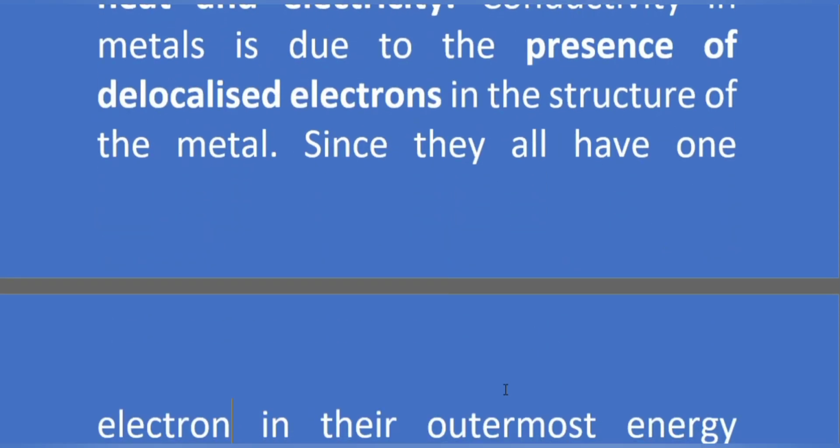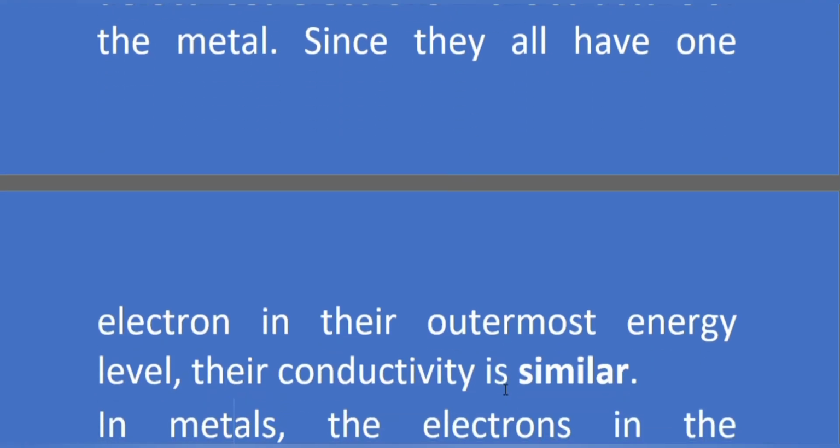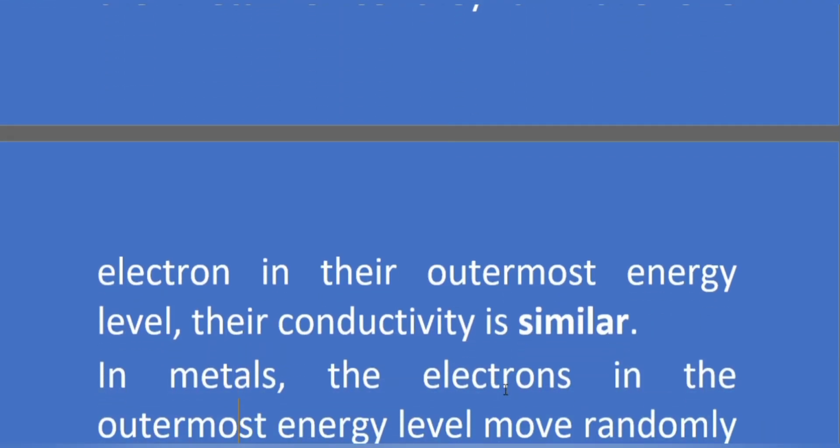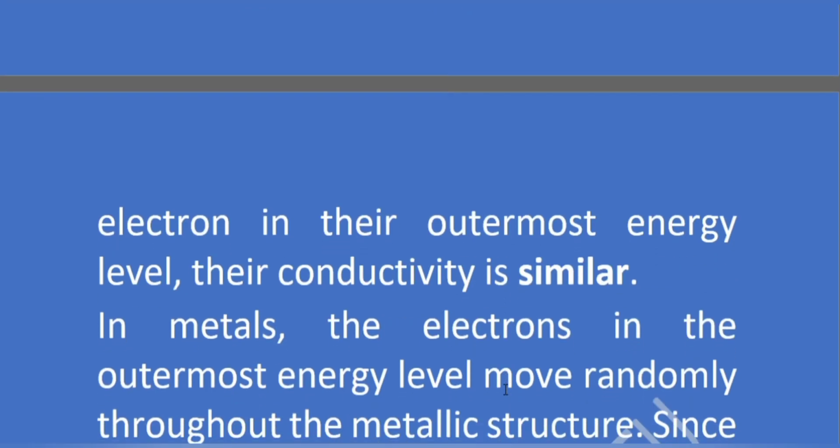Now, the electrical conductivity. Alkali metals are good conductors of heat and electricity. Conductivity in metals is due to the presence of delocalized electrons in the structure of the metal. Since they all have one electron in the outermost energy level, their conductivity is similar.